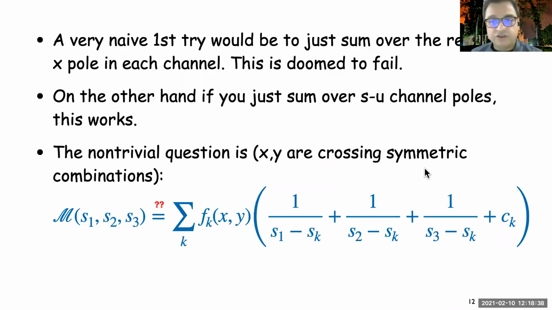This is very easy to demonstrate. It's a one-line calculation in mathematics. But if you just do the SU channel poles, it works. I mean, of course, the question that we are trying to find out is there a representation of this kind where you have all three channel poles, multiplying by something that is manifestly crossing symmetric, and maybe there is some constant piece here as well.